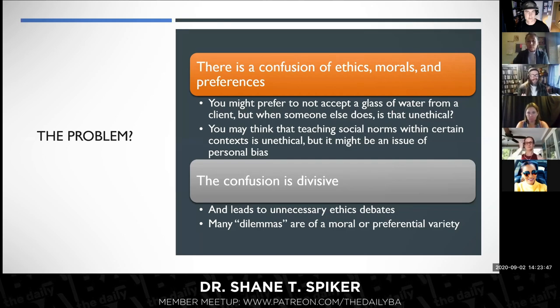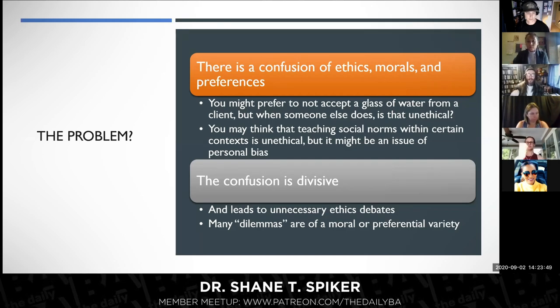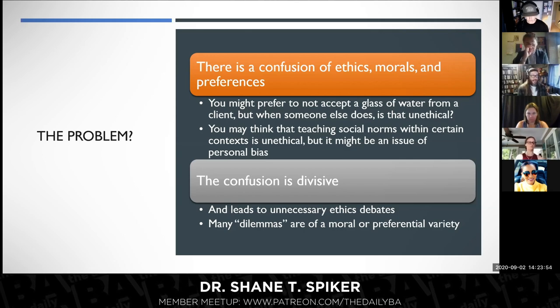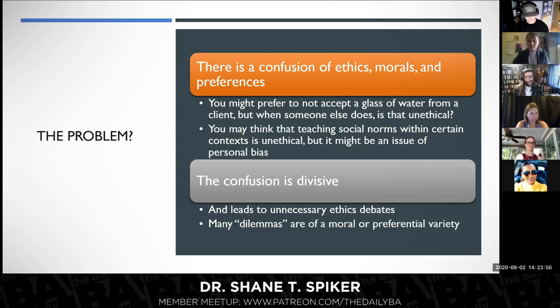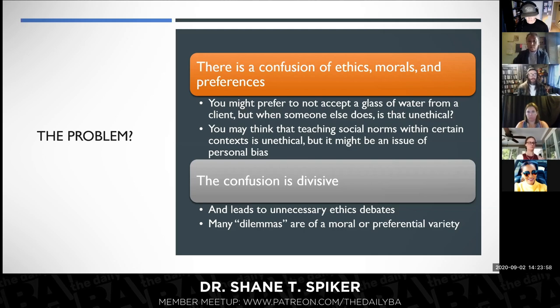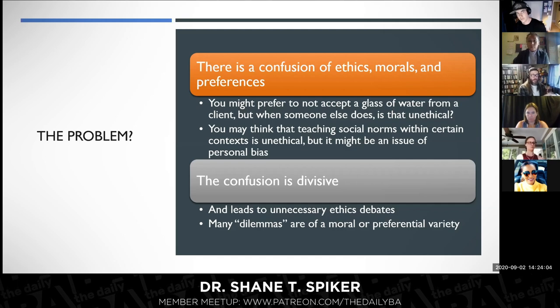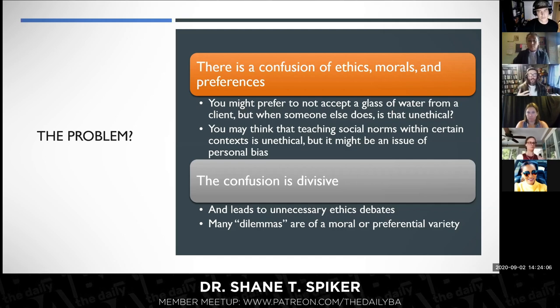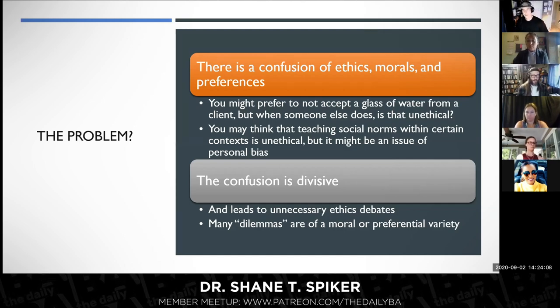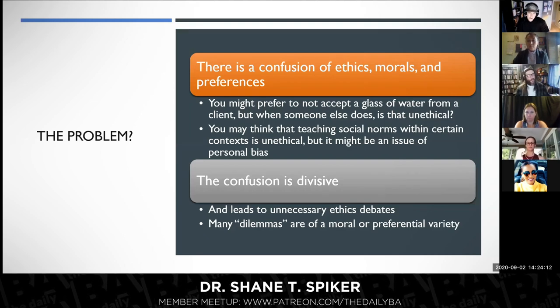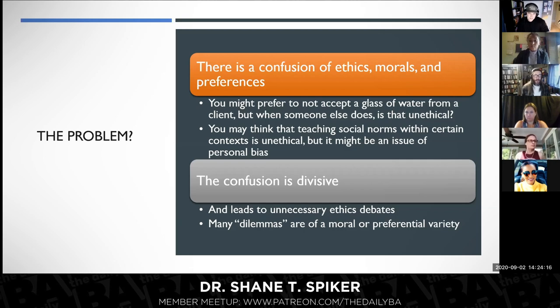You see that low-hanging fruit so much, but think of it like this. If I'm teaching some kind of social norm within a certain context, is it unethical to teach that if it counteracts cultural norms, right? Is that going to be an issue of personal bias? Like, I think this is a social norm, but maybe this isn't a social norm for this person or this group. So when we start doing that, why aren't we talking about those things? We're talking about the easy things. We're talking about things like just don't do it, when there are probably some more significant issues going on. And this confusion becomes divisive, right?